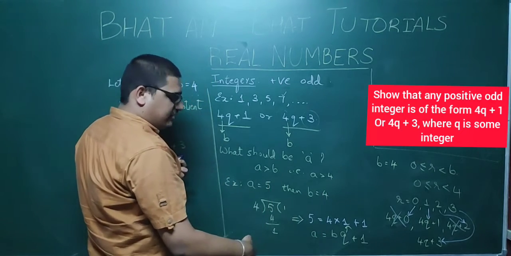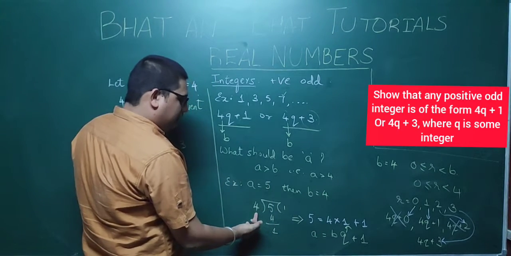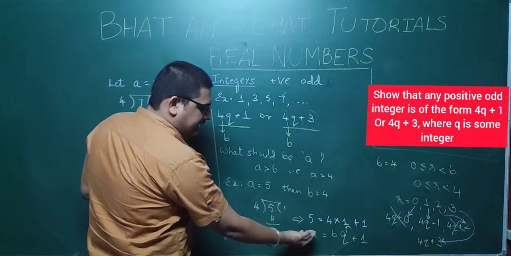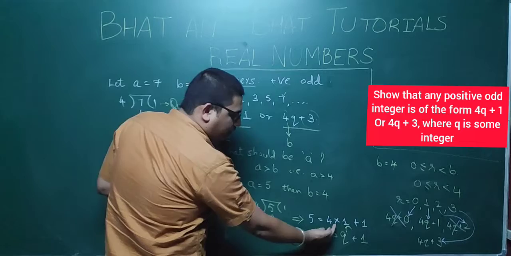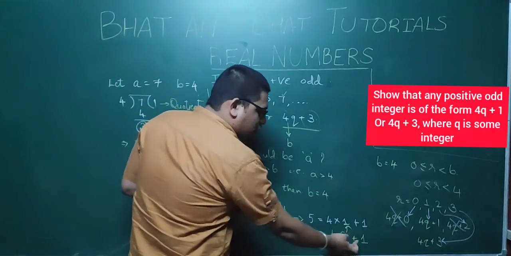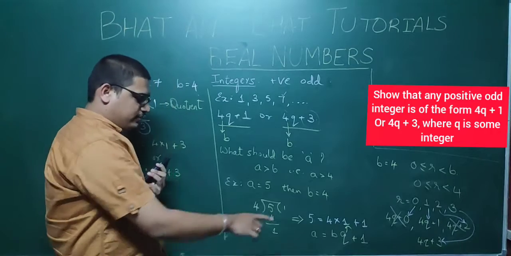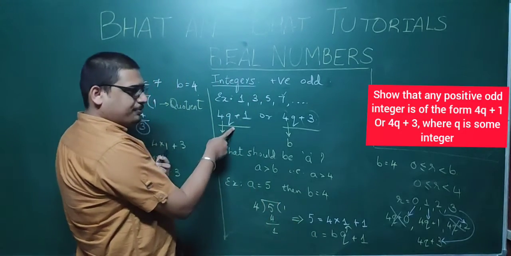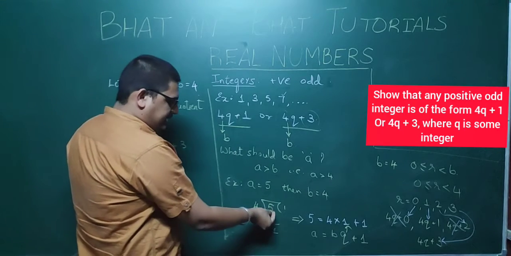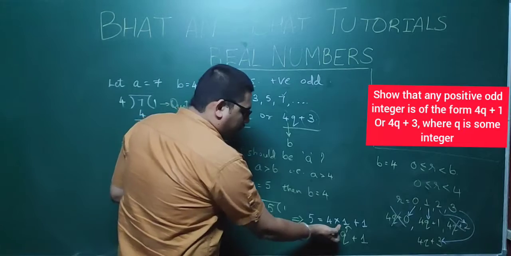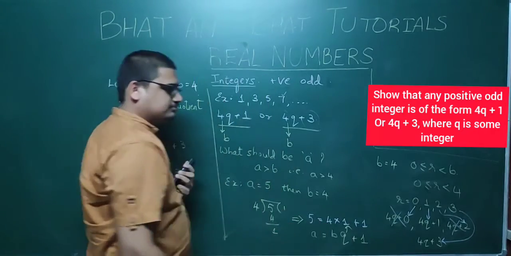Applying Euclid's division process, 5 divided by 4: 4 ones are 4, remainder is 1. Converting that into a statement, it gives me 5 is equal to 4 into 1 plus 1. That is A is equal to BQ plus 1. So we can observe that it is in the form of 4q plus 1. That means my odd integer 5 is represented in the form of 4q plus 1.